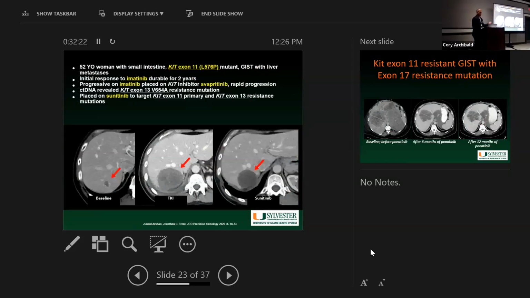This is one of the first patients I treated using this approach. This patient had this tumor, actually went on the avapritinib study, and the tumor did really, really quick growth. About that time, we got the ctDNA back, and the patient had an exon 13 resistance mutation. We put him on sunitinib, and she had a spectacular response to therapy that was durable over 2 years.